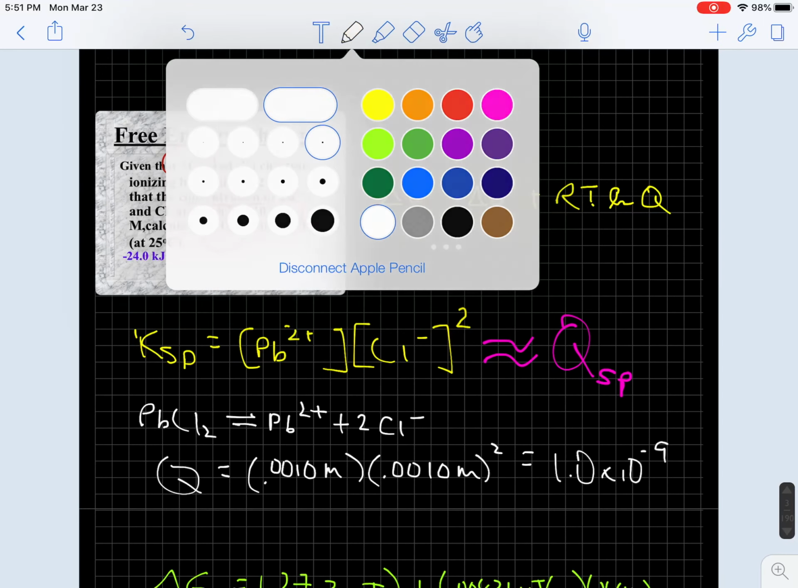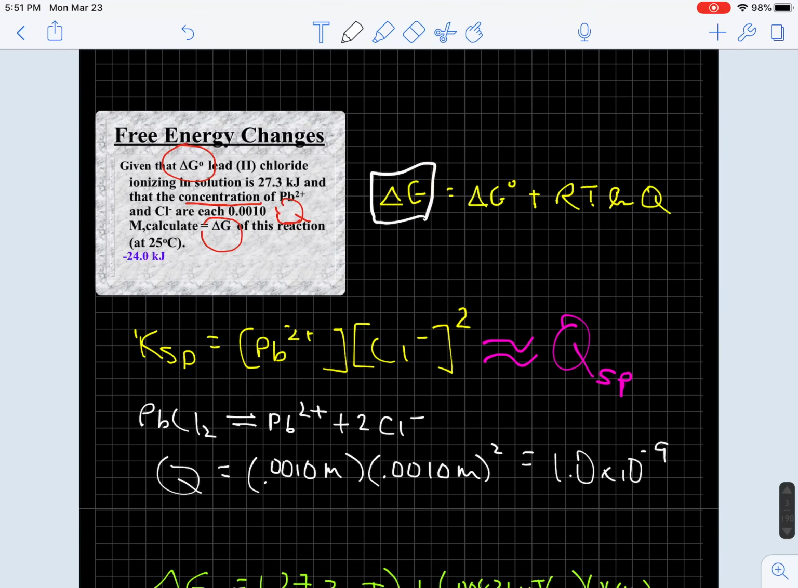Okay, so a comparison between delta G and delta G naught. All right, delta G is going to be this equation: delta G naught plus RT natural log of Q. I know that Ksp is lead times chloride because we're dealing with this process, right?